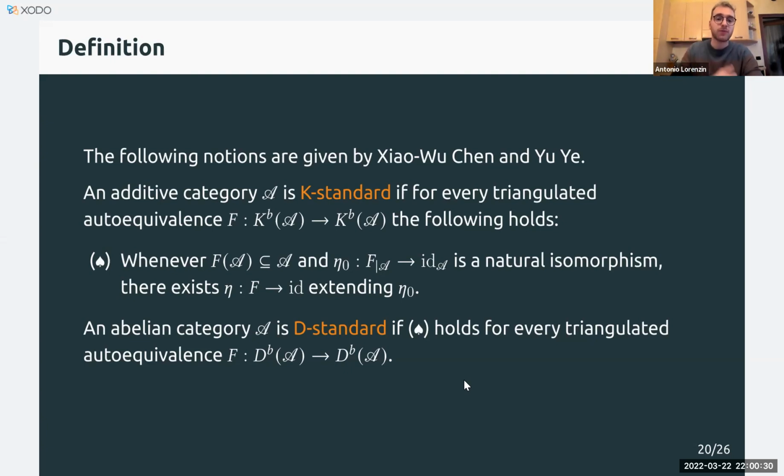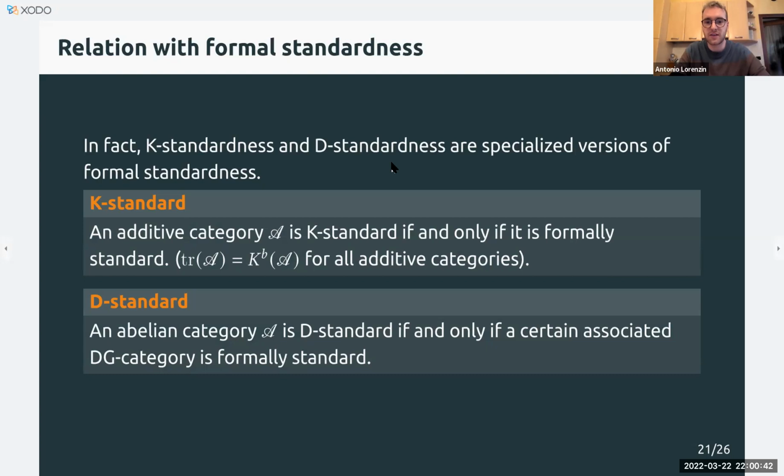So now we should ask if these properties are actually similar to formal standardness, the one I described above. And in fact, what we can prove is that K-standardness and D-standardness are very specialized versions of formal standardness, meaning that an additive category A is K-standard if and only if it is formally standard. And this is true because if we consider the triangulated category associated to an additive one, which is graded concentrated in degree 0, then we get exactly K^b(A), the bounded homotopy category of complexes. And this holds for all additive categories.